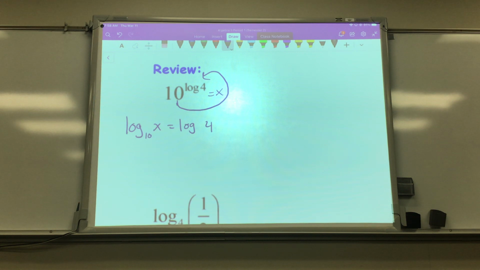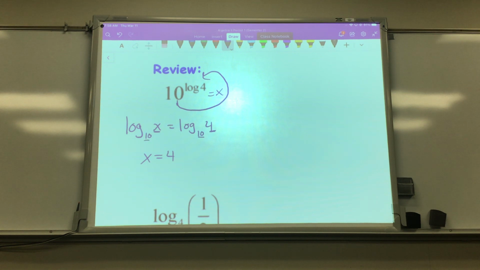10. So if I got log 10 on both sides, shouldn't the argument be the same? They got the same base, right? Arguments should be the same if they're equal. So in this case, x equals 4. Right, so if you're stuck in one form, make sure to rewrite. It's going to be a lot easier to see in one form.